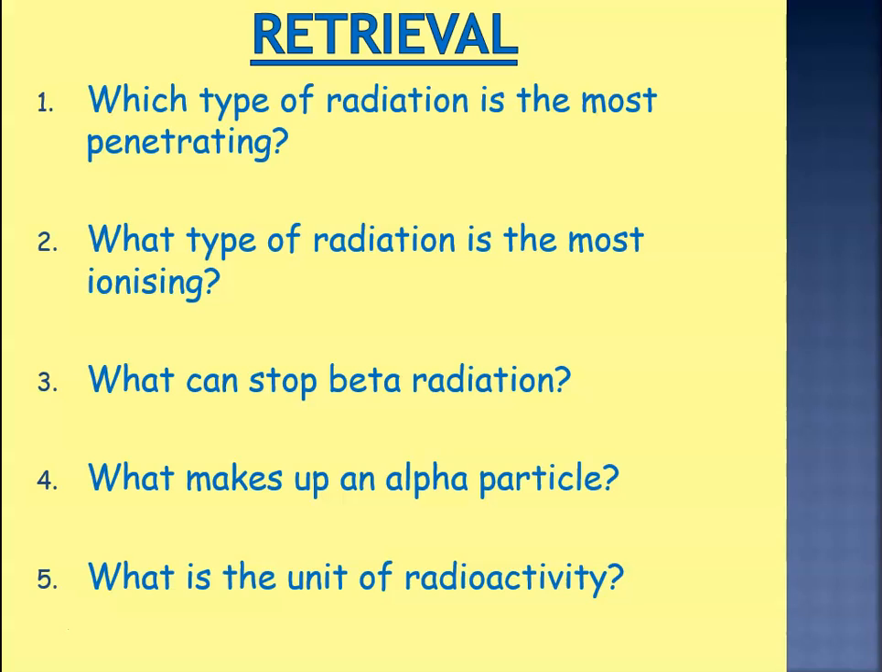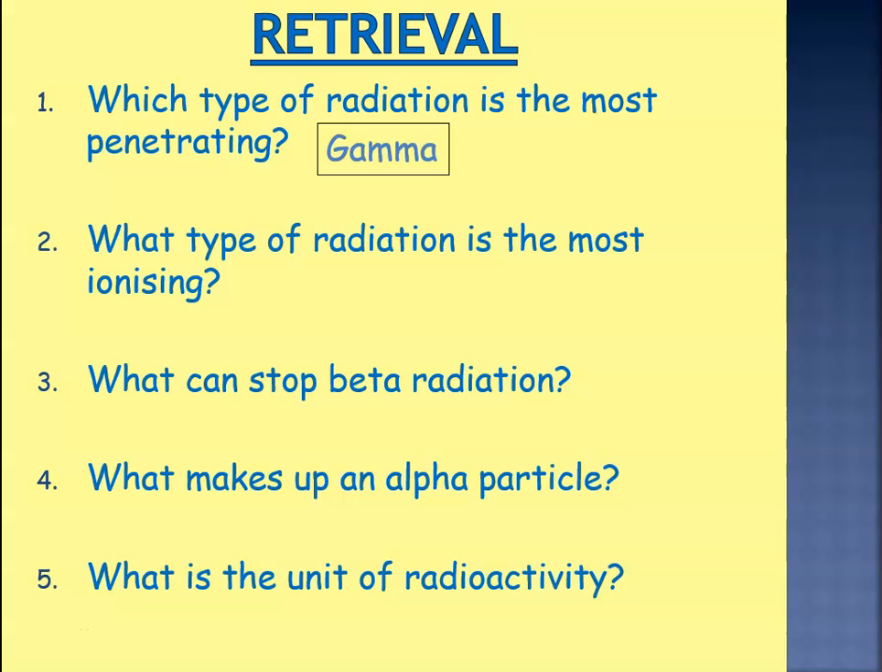Okay, question 1. Which type of radiation is the most penetrating? The most penetrating type of radiation is gamma radiation. It can travel an unlimited distance in the air, whereas the others get stopped: alpha by paper and beta by aluminium.